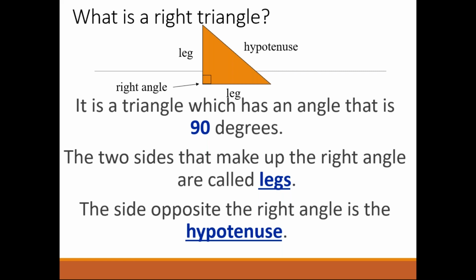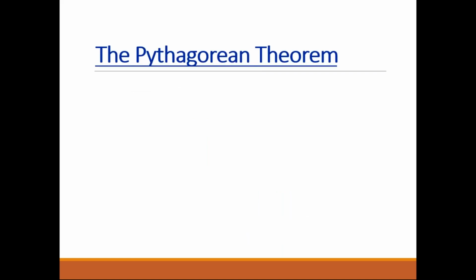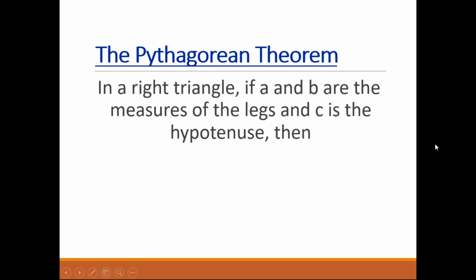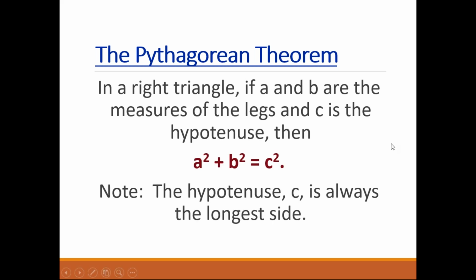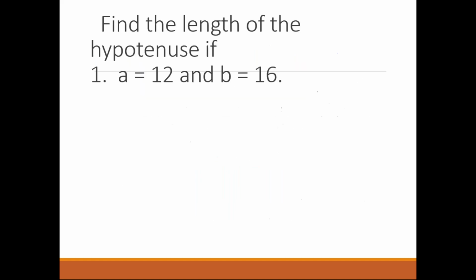In any triangle, especially of course in the right triangle, we have to make sure that first of all we find the hypotenuse. The hypotenuse is the longest side and it's opposite to 90 degrees. That's the side lying opposite to the right angle. Pythagorean theorem states that in a right triangle, if A and B are the measures of the legs, and C is the hypotenuse, then A squared plus B squared should equal C squared. So the sum of squares of the legs should equal the hypotenuse squared. The hypotenuse C is always the longest side, as I said before.